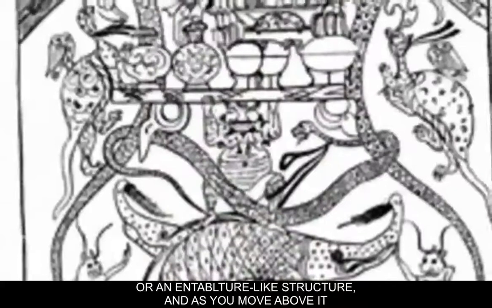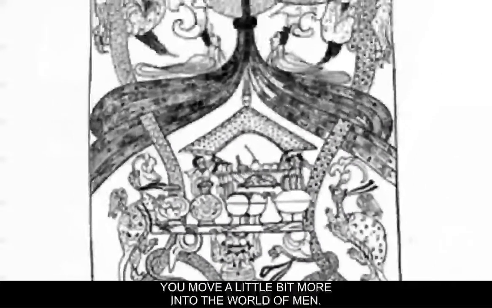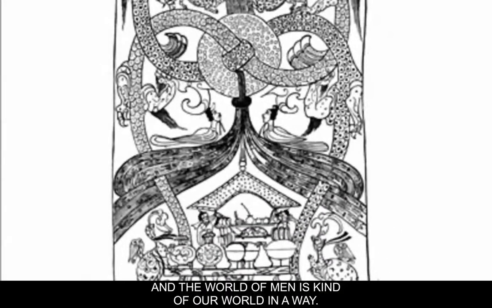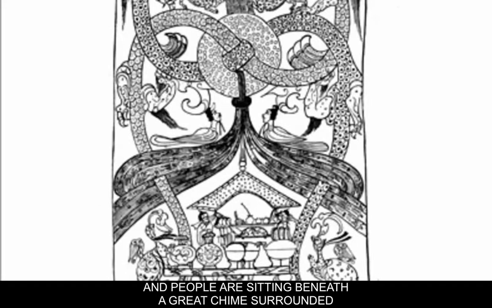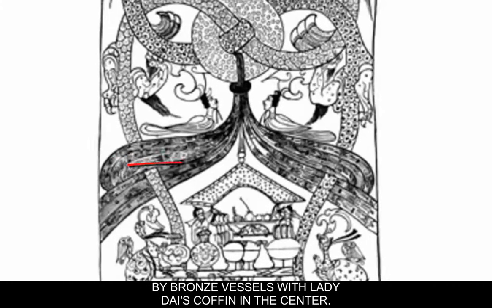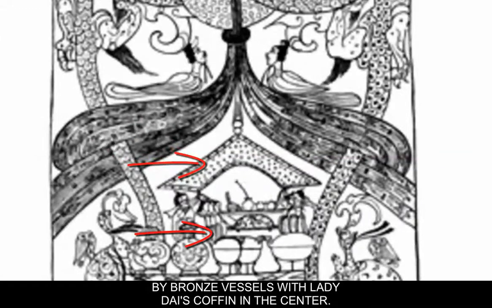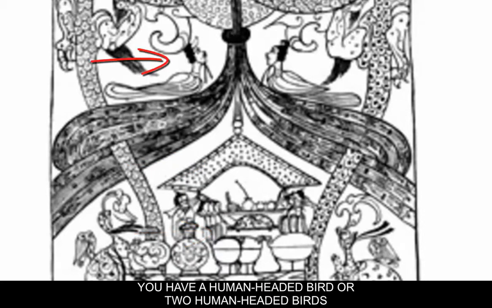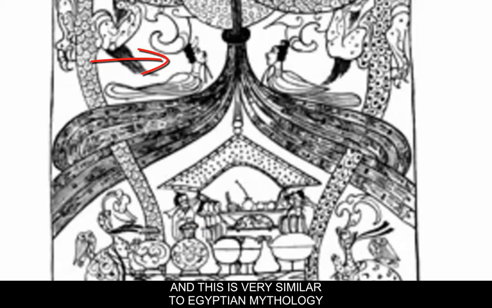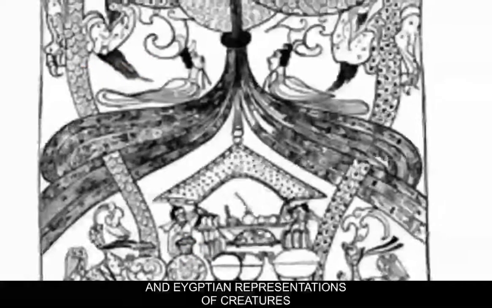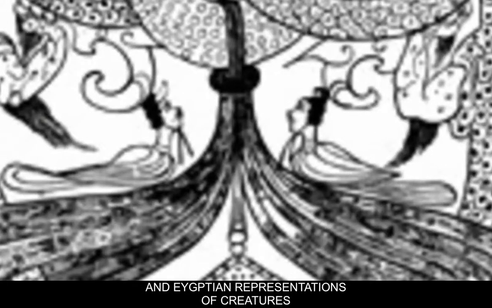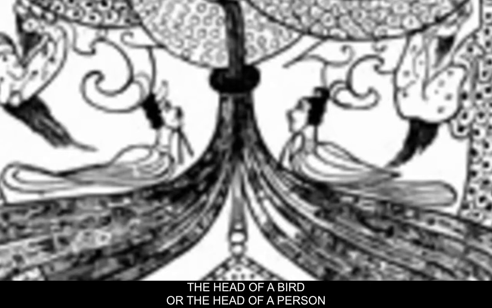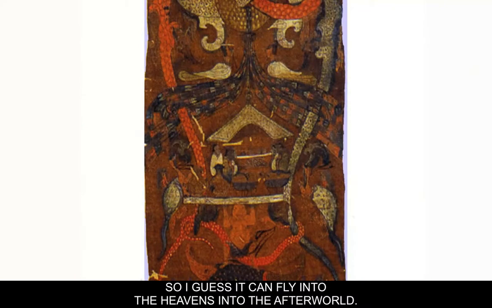And as you move above it, you move a little bit more into the world of men. And the world of men is kind of our world in a way. And people are sitting beneath a great chime, surrounded by bronze vessels, with Lady Di's coffin in the center. Above that, moving into a sort of spiritual world, you have a human-headed bird or two human-headed birds. And this is very similar to Egyptian mythology and Egyptian representations of supernatural creatures, where it's a compound creature, the head of a bird or the head of a person and the body of a bird. So I guess it can fly into the heavens, into the afterworld.